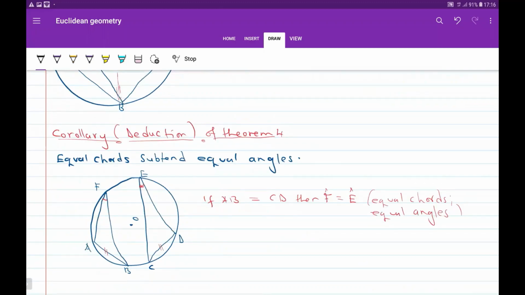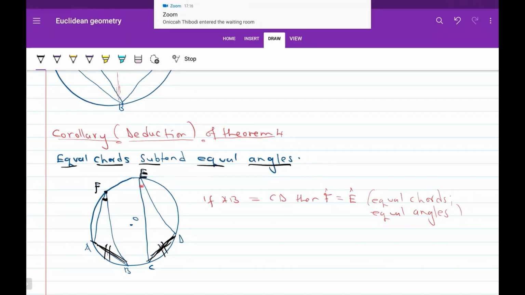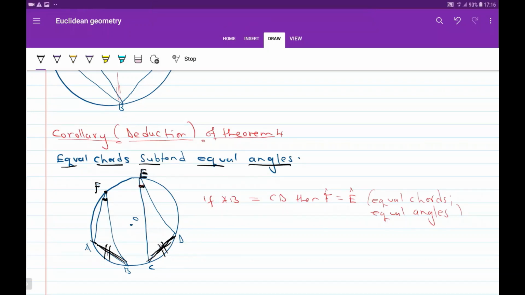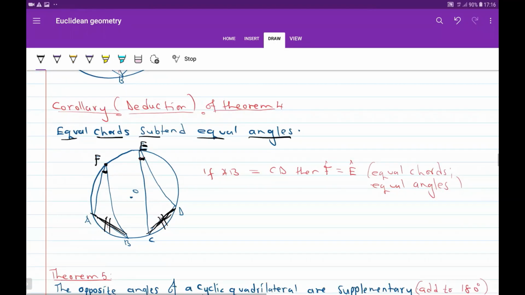So theorem number 3 has a deduction, which is a corollary, which talks about equal chords subtending equal angles. So chord AB equals chord CD. So since they are equal and they subtend angle F at the circumference and angle E at the circumference, the angle F should be equal to angle E. So that's according to the corollary of theorem number 4, or the deduction.